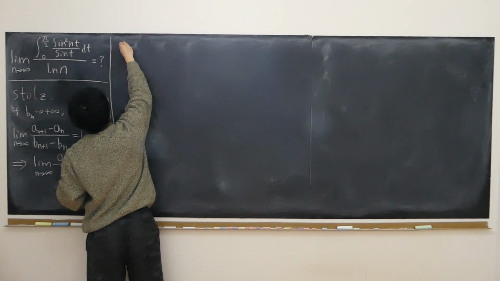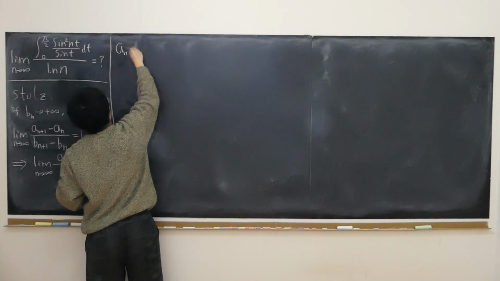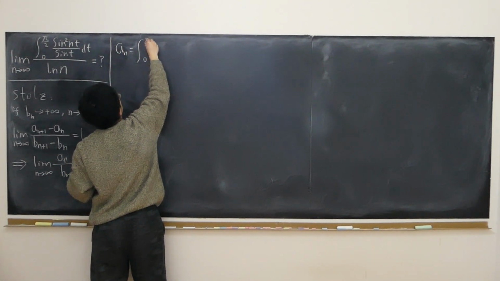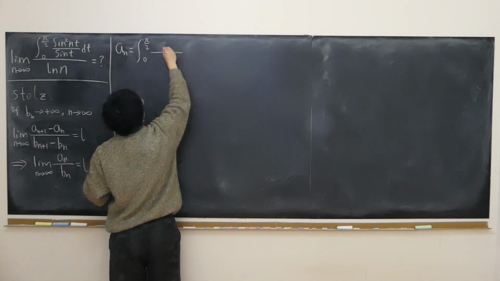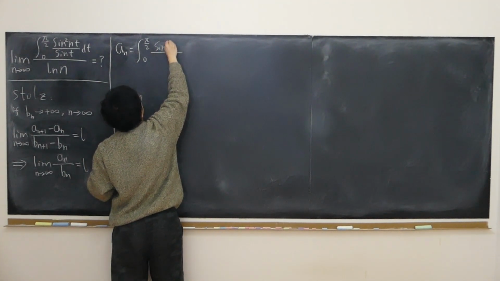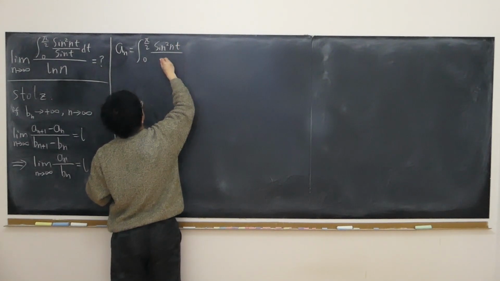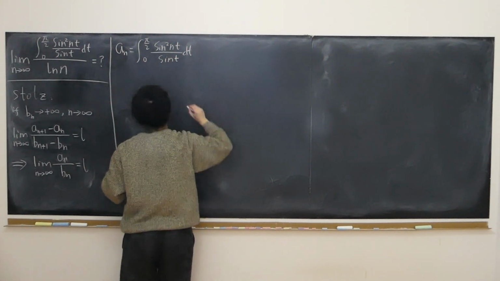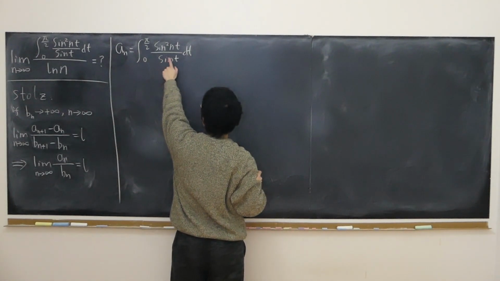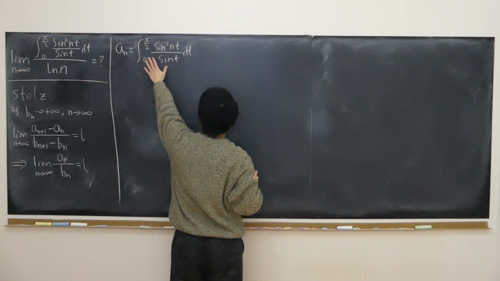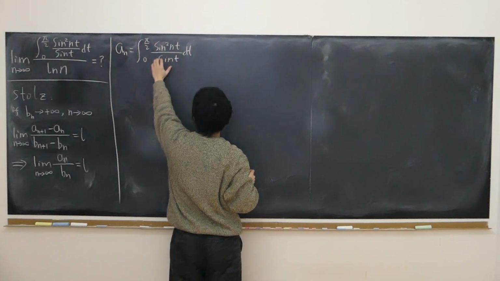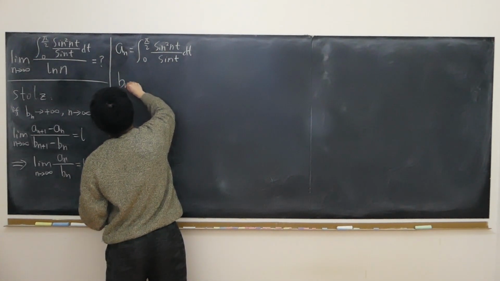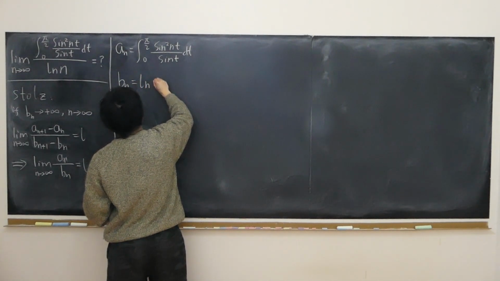I'm going to denote an equals the integral from 0 to half pi of sine square nt over sine t dt. We can treat it as a sequence because the integral is with respect to t, and as n changes, the integral also changes. So bn is equal to logarithm of n.